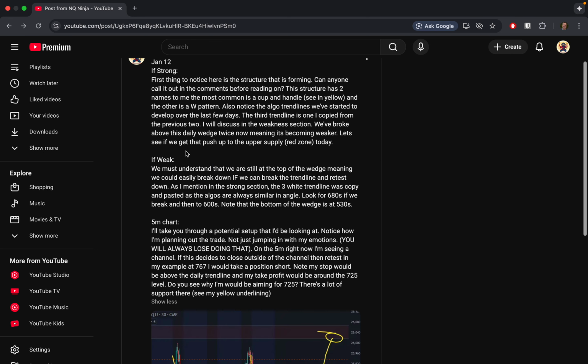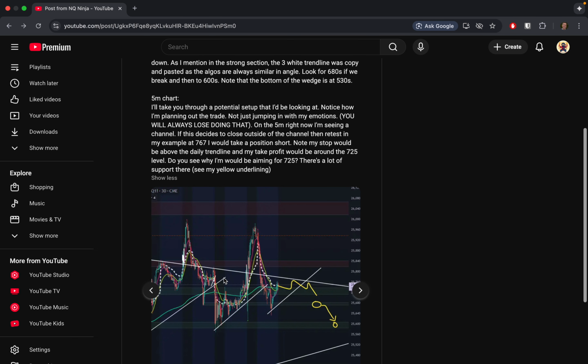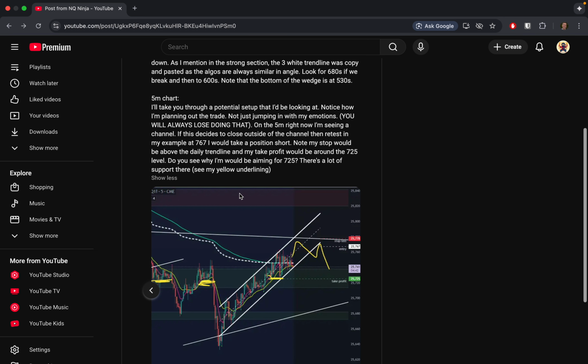I actually posted some stuff around if we're weak, what we would see. So I gave another scenario that if we were going to be weak, we're going to touch the top of this daily wedge that we're in, and then we would actually break down off of that with a retest. And then I gave one more example here on the 5-minute chart of what type of trade I might actually take. So I talked through it here.